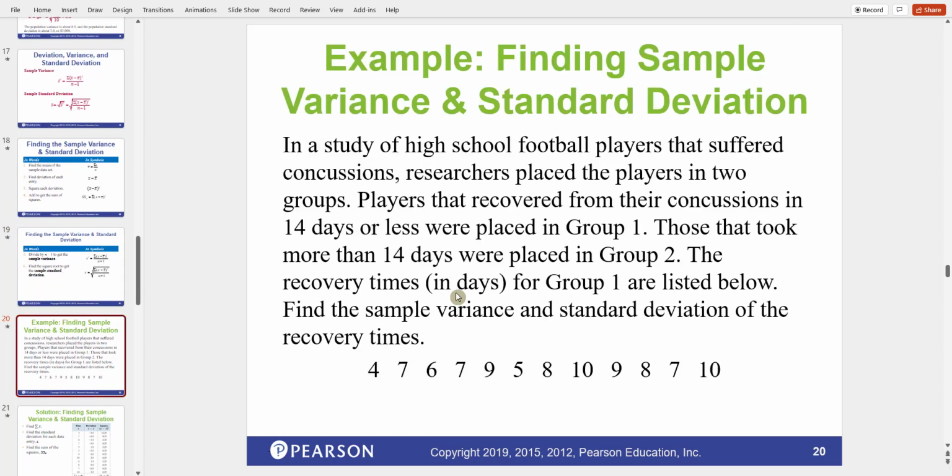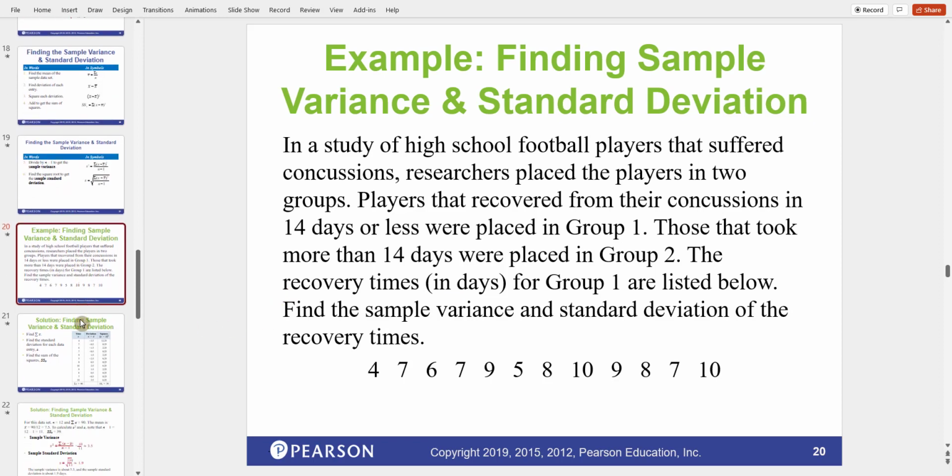So let's look at this problem here. In a study of high school football players that suffered concussions, researchers placed the players in two groups. Players that recovered from their concussions in 14 days or less were placed in group 1. Those that took more than 14 days were placed in group 2. The recovery times in days for group 1 are listed below. Find the sample variance and standard deviation of the recovery times.